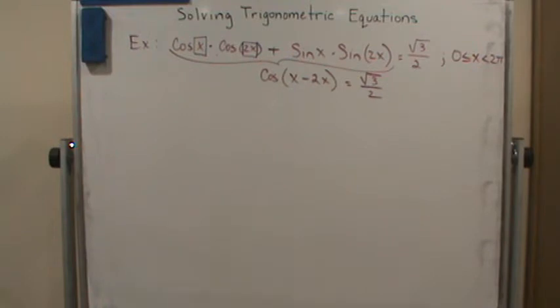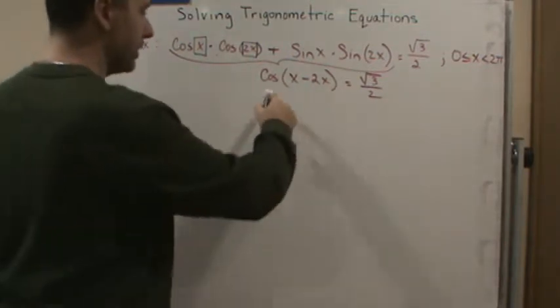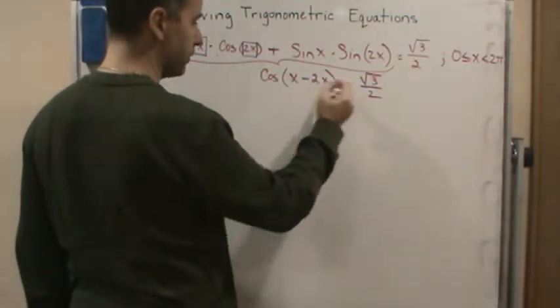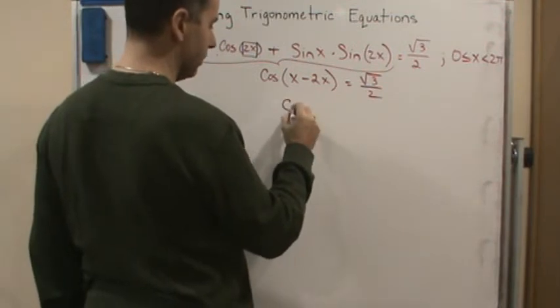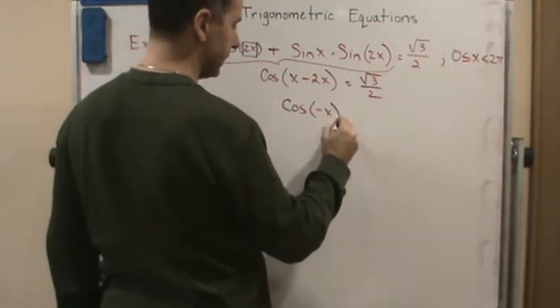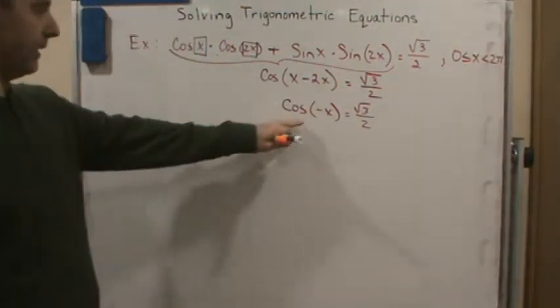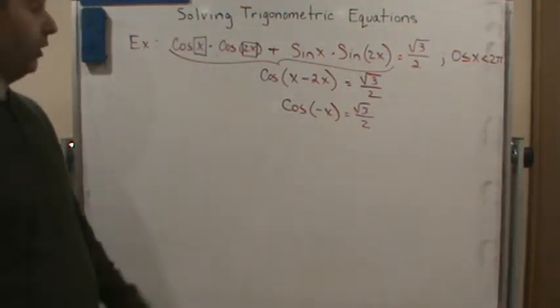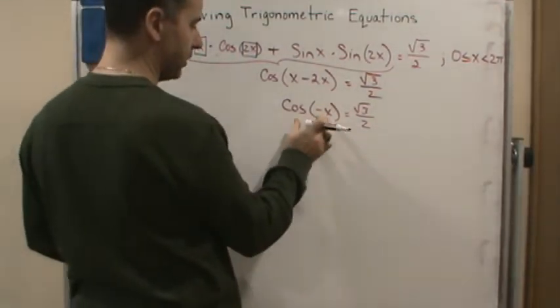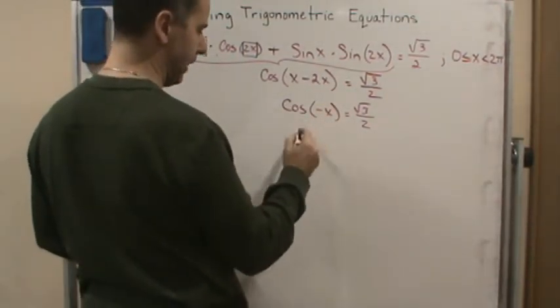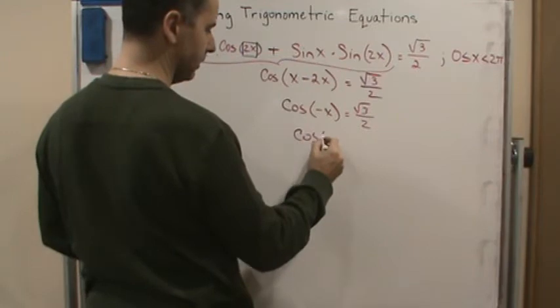Okay, now let's simplify this. So this is going to now simplify to what? Cosine of negative x equals the square root of 3 over 2. And now we're going to use the fact that cosine is an even function, which means cosine of the opposite value of x is the same as cosine x.